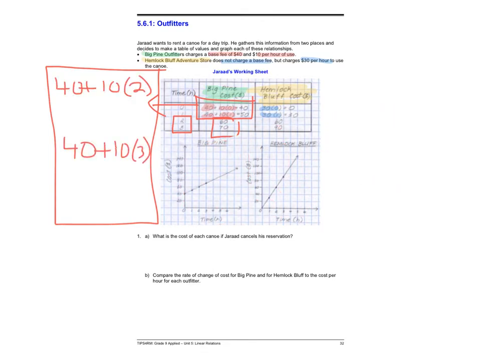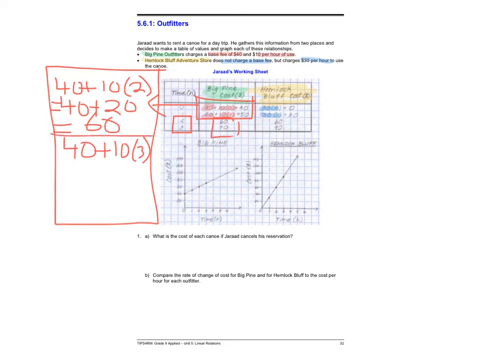Alright, so everyone should have paused their video and worked out the cost for 2 and 3 hours. We'll now take a look at those together. If we did $40 base fee plus 2 hours at $10 an hour, we would get $40 plus another $20. This gives us our cost of 60 like we see for our cost at 2 hours.